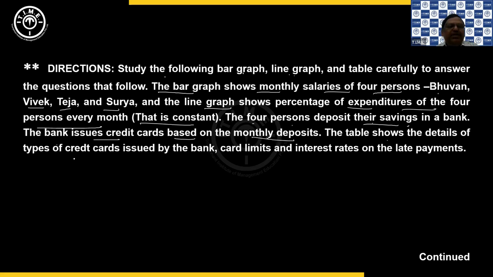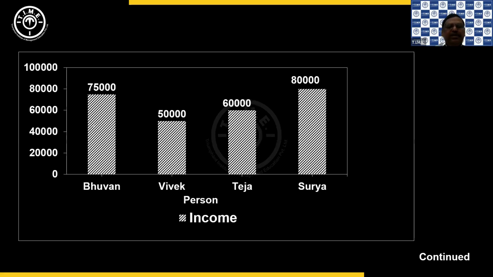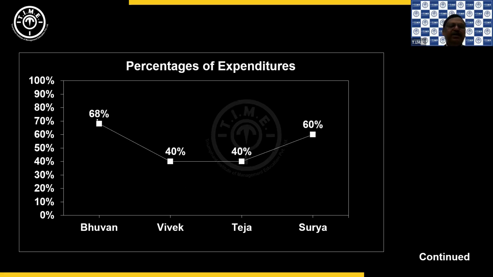The bank issues credit cards based on their monthly deposits. The table shows the details of types of cards issued by the bank, limits and so on. Let's see. These are the monthly incomes of the 4 people: Bhuvan 75,000, Vivek 50,000, Teja 60,000, Surya 80,000. Now the next one is the percentage of their expenditure: Bhuvan is spending 68%, Vivek 40%, Teja 40%, Surya 60%.